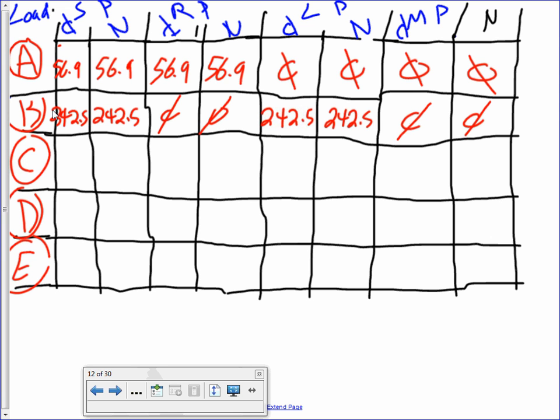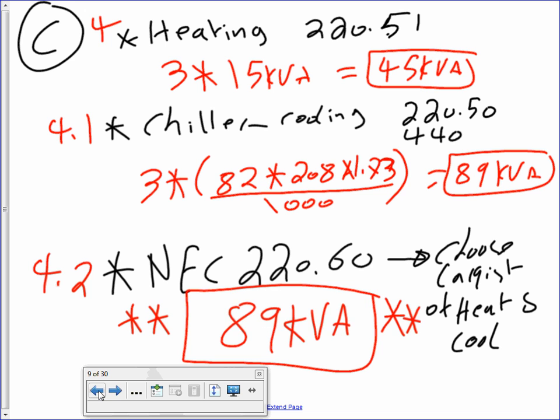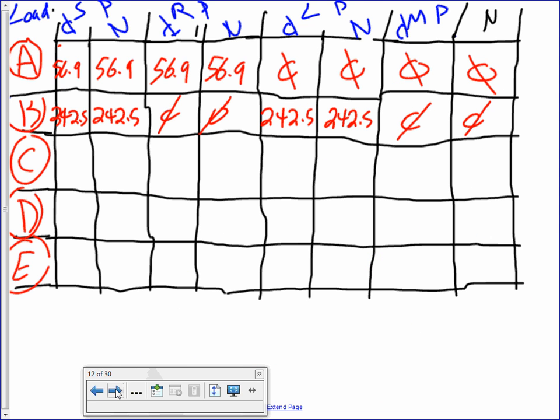What was C? C was the heating and cooling load. For C, I have 89. We just did C. If you guys go back to C, C was 89. Can you guys see 89? Here's the C. So this will be an 89 under the phase. How about the neutral?